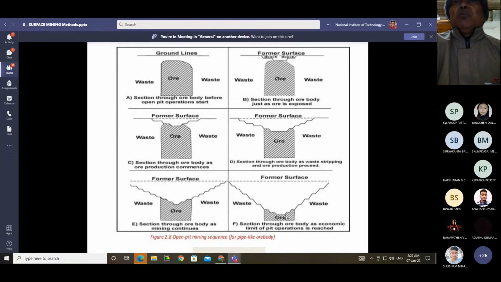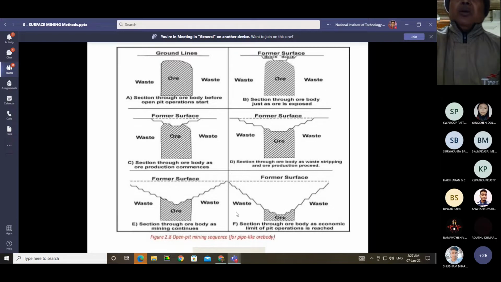So beyond this, you cannot go down. So that's why you have to go to underground mining. If the ore is lying at a greater depth, you have to go for underground mining. Surface mining will not be applicable beyond this depth. So this depth is called your economic pit limit. This is the depth, this is the extension area.